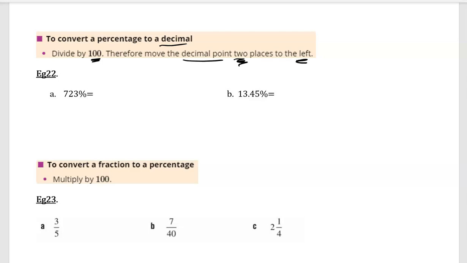So if we have 723%, because we've got that cent to take care of, we do 2 jumps to the left, and that gives us the number 7.23. Because we have a percentage, we just shift that 2 places to the left. Same thing for 13.45%. That's actually going to be 0.1345, because dividing it by 100 moves that decimal point 2 places to the left. And so that is our answer.